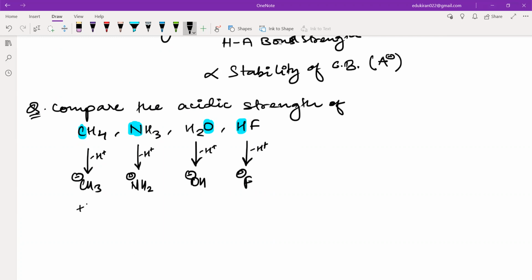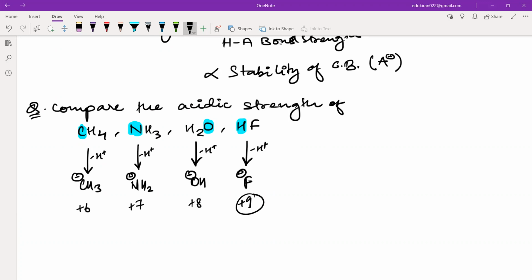Carbon has how many protons? 6 protons. Nitrogen has how many protons? 7 protons. Oxygen has 8 protons, and fluorine has 9 protons. So you can also see that with 6 protons, how many electrons are there? We have one extra electron, right? One extra electron everywhere. So 6 and 1, it's 7 and 1, 8 and 1.